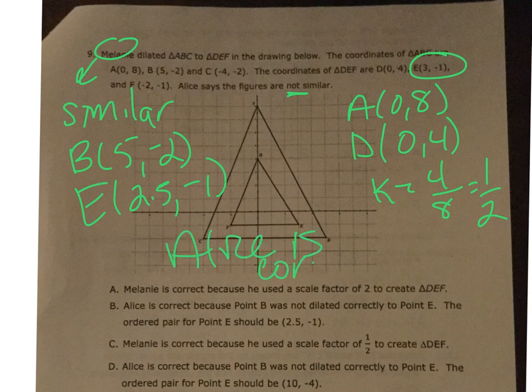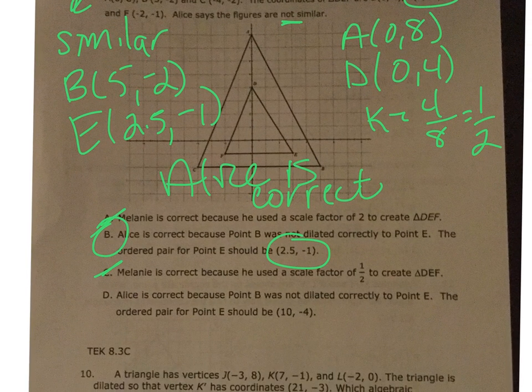So let's look at our answer choices and see which one says that. Melanie's not correct, so we can get rid of A and C. Alice is correct because point B was not dilated correctly. Well, this is what we figured out it should be, so B is the correct answer. So let's just see what D says. D says Alice is correct because point B should be 10, negative 4. That would be if we had a scale factor of 2, not 1/2. So you need to make sure you're paying attention to which is the new and which is the old so you can get the right ordered pair.